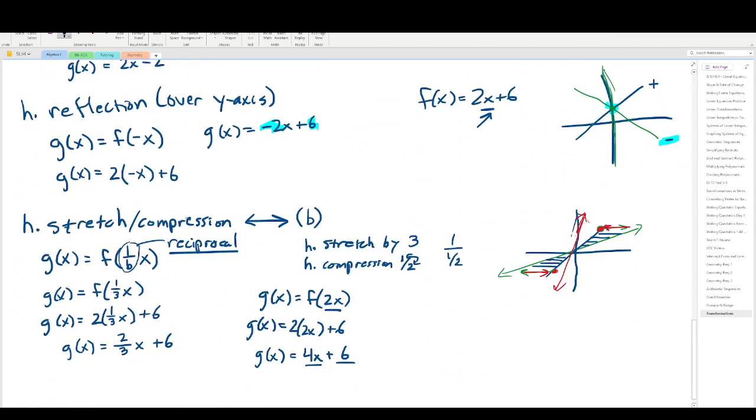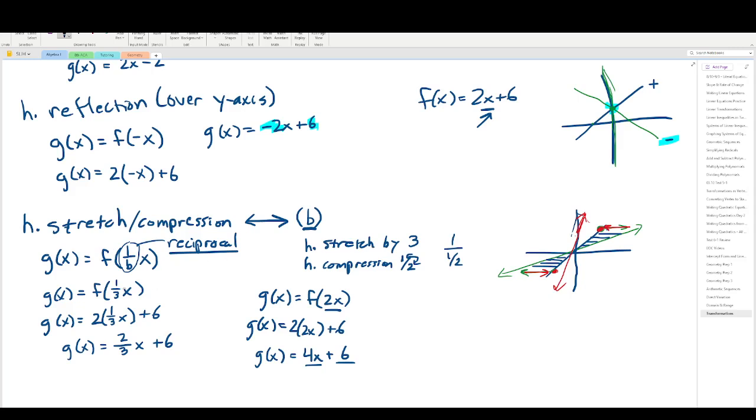A horizontal stretch or compression, which we called b, acts inside the parentheses as the reciprocal of b, because just like our translations, it's weird and backwards. A horizontal compression makes the graph steeper, opposite of what the vertical one did, and a horizontal stretch makes the graph flatter. So two more things to point out now that I just realized.